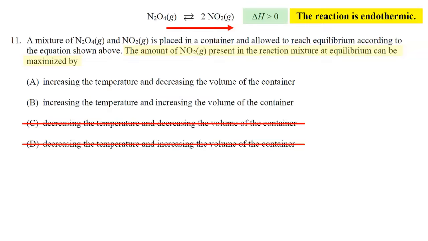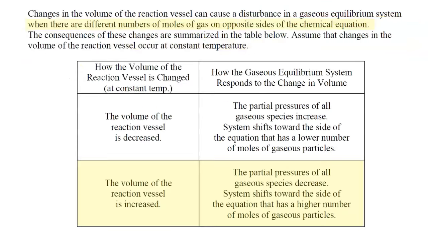So for this equation, we see 1 mole of gas on the left and 2 moles of gas on the right. And we're trying to maximize the amount of NO2, so we'd like there to be a shift toward the side of the equation that has more moles of gas, which happens to be the right side of the equation.